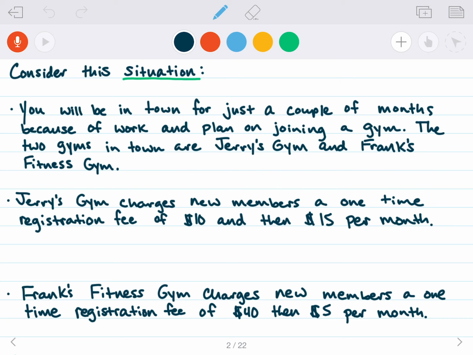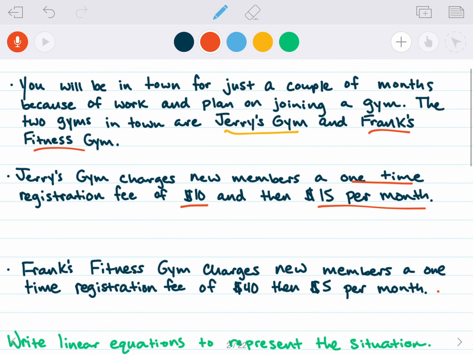So let's consider the situation. You're going to be in town for just a couple of months because of work, and you want to join a gym. There are two gyms in town. One gym is Jerry's gym, and the other gym is called Frank's Fitness Gym. Jerry's gym charges new members a one-time fee of $10 and then $15 per month. Frank's gym charges new members a one-time fee of $40 and then $5 per month.